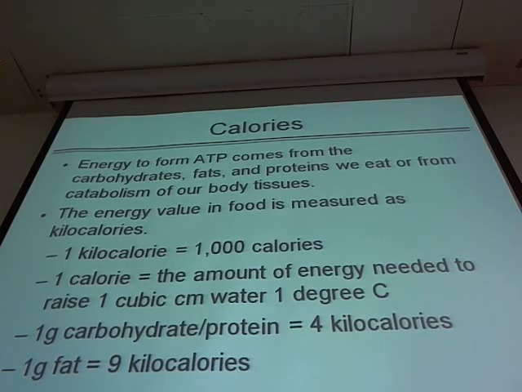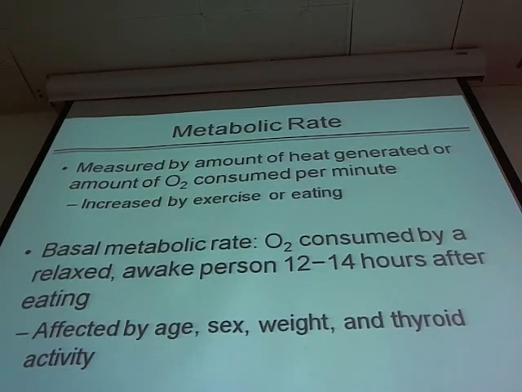Energy from ATP. Calories. 1 kilocalorie is 1,000 calories. When you look at calories on a calorie label, they're generally talking about kilocalories. A calorie is enough energy to raise 1 milliliter of water 1 degree centigrade. Centigrade and Celsius are the same. Metabolic rate is measured by the amount of heat generated.